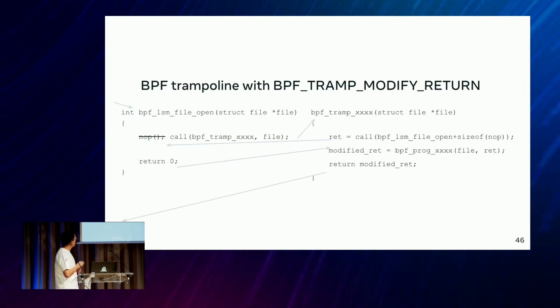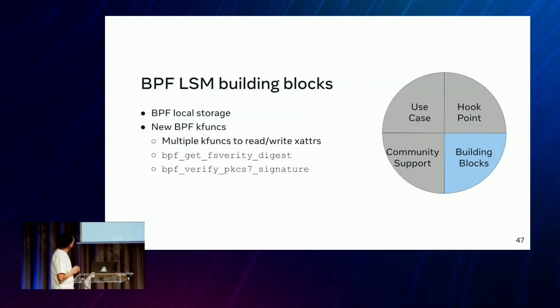There's a little bit of detail I didn't show here. This actually doesn't go to the BPF trampoline directly, but goes through ftrace code first. But in this case, we can imagine it just goes over there. Now, building blocks. We have created two major building blocks. One is local storage, and we also added some BPF kfuncs.